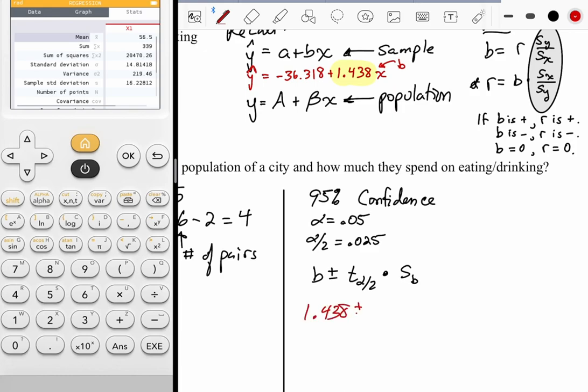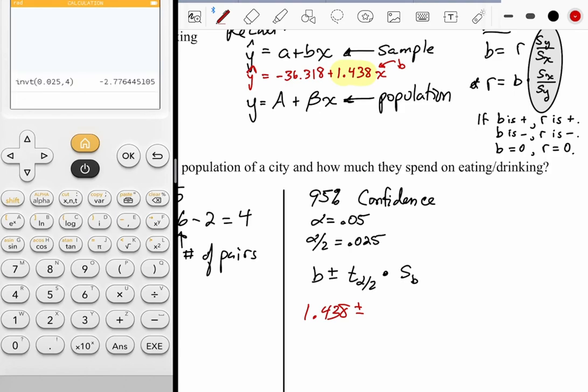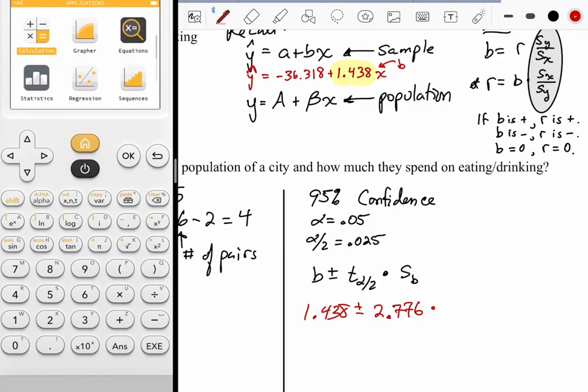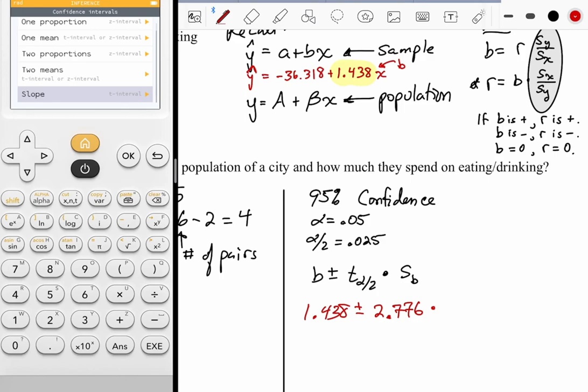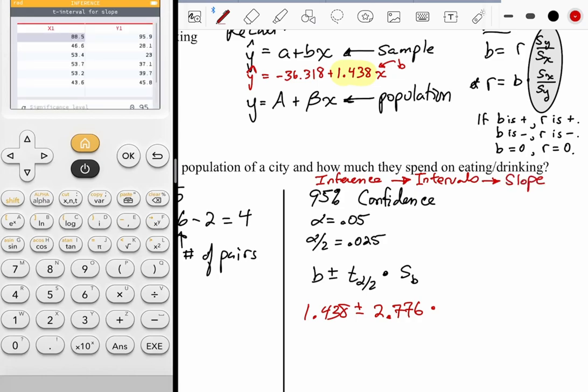1.438 plus or minus. I need my t alpha over 2. All right, so that was 2.776. I just need my S of B. All right, so for that, go into inference, intervals, find the one that says slope. So it's inference, intervals, then slope, hit OK.